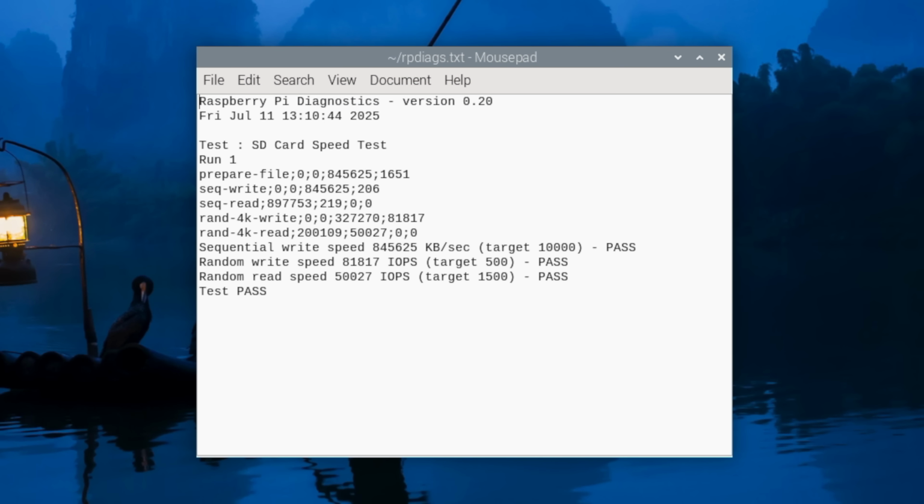Sequential write, target for the CM5 or the Raspberry Pi 5 is 10,000. We're over 845,000. Random write, target is 500. We're at 81,000. And random read target there is 1500, we're at 50,000. So this is miles ahead of a micro SD card that we could use in a Raspberry Pi. For a system based on a Raspberry Pi, we're working with some pretty fast storage here.